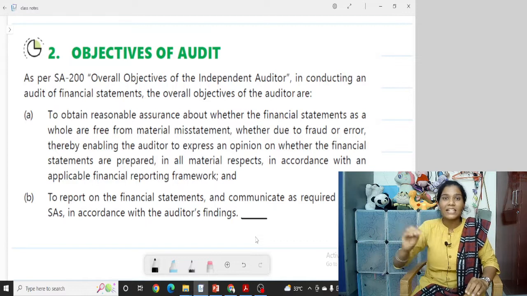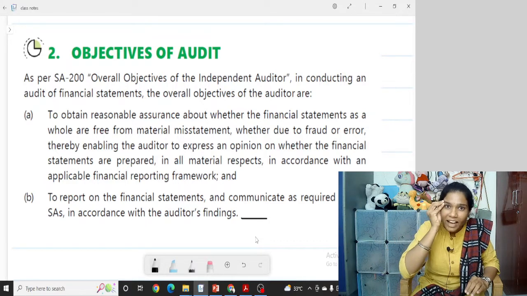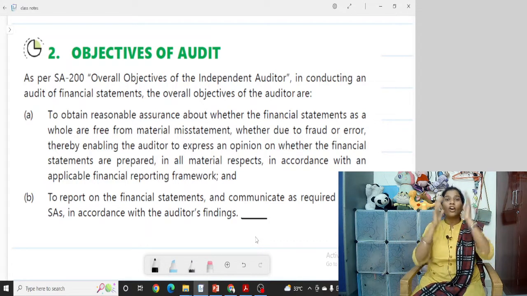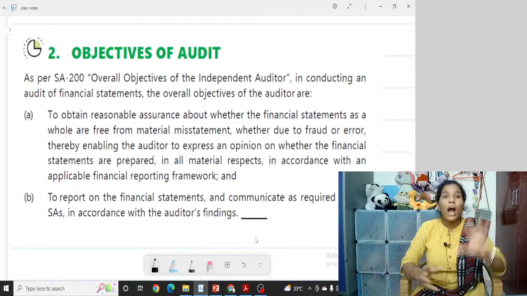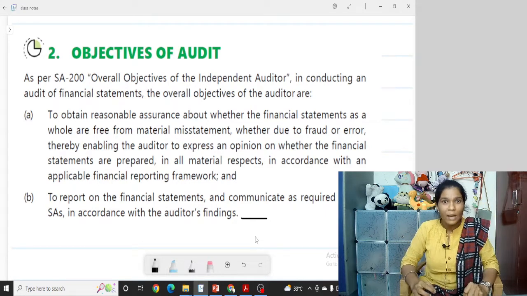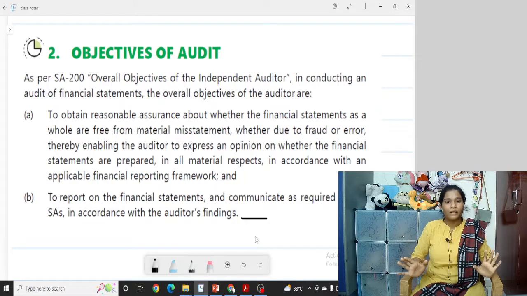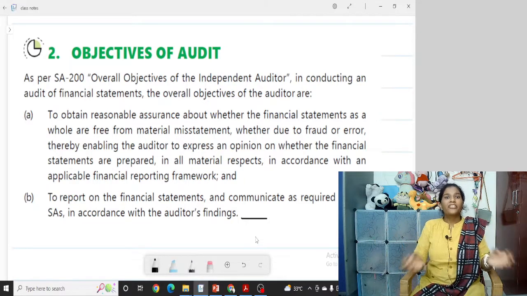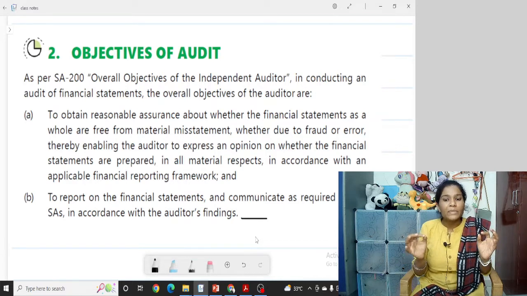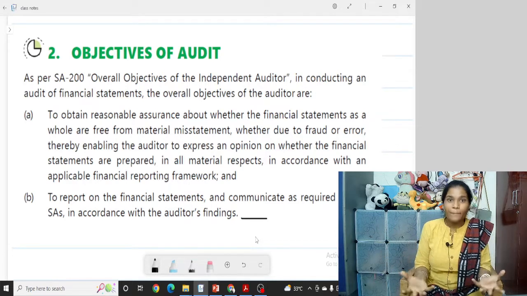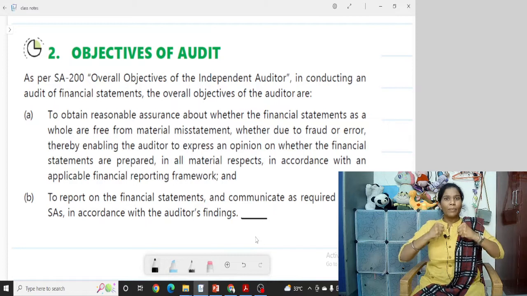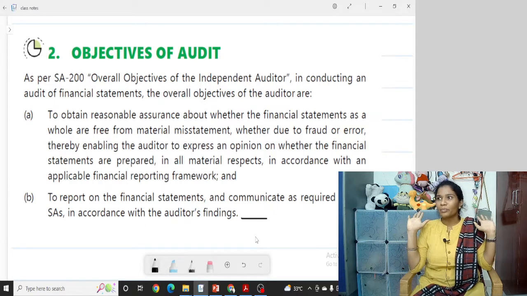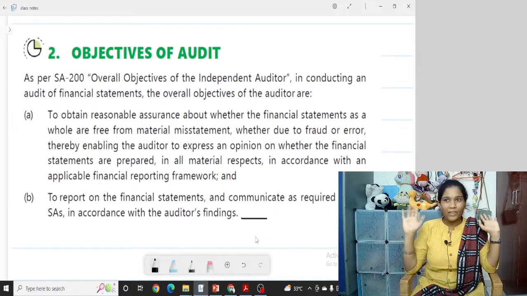Whose duty is it to check whether the financial statements are like that? The auditor's duty. That is their objective. The objective is to obtain a reasonable assurance about whether the financial statements are prepared. Whether the financial statements as a whole are free from material misstatement, whether due to fraud or error, thereby enabling the auditor. Why are we enabled? So, free from material misstatement, whether by fraud or error.